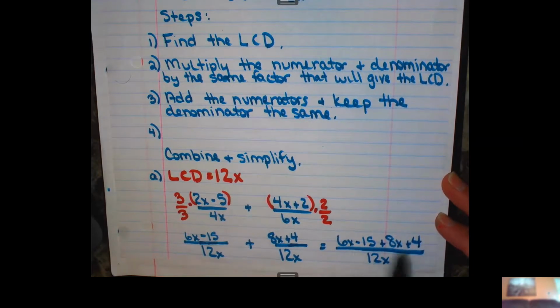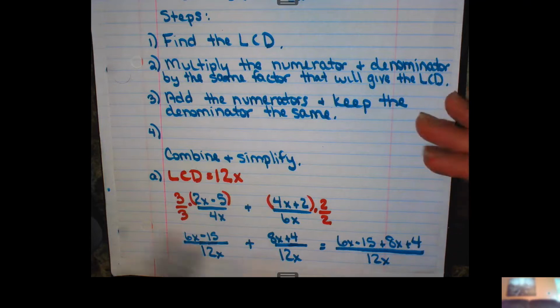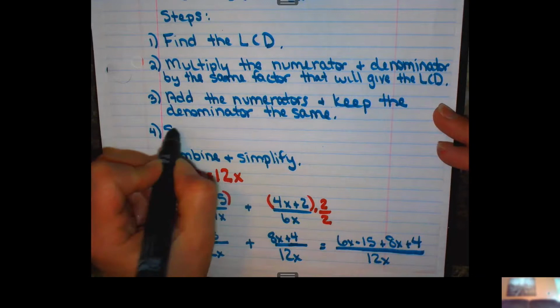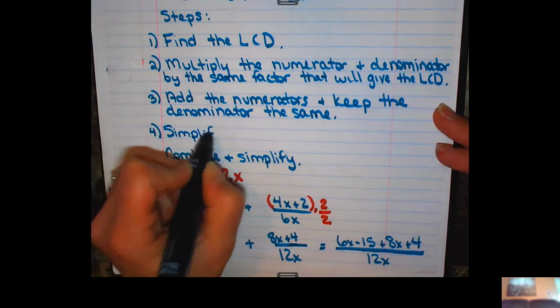I'm doing this extra step. I know that some of you can combine right away, but I'm doing this extra step because when we get into subtraction, it might be a little more difficult. Now we've added these all together. Step 4 is to simplify. So here's step 4. Can you write simplify?